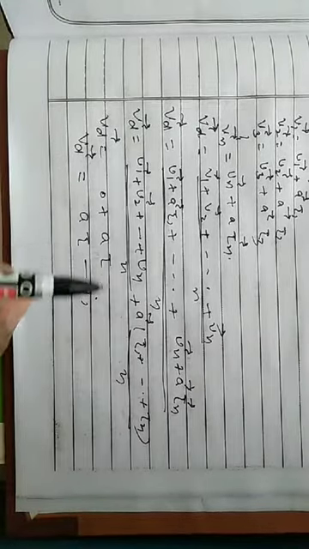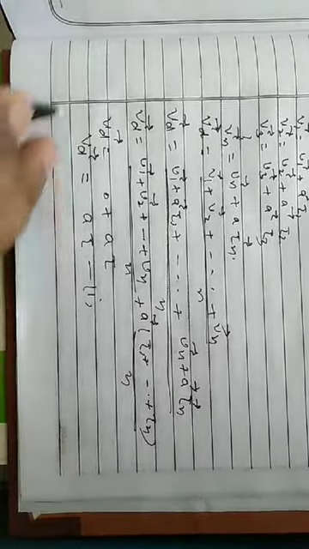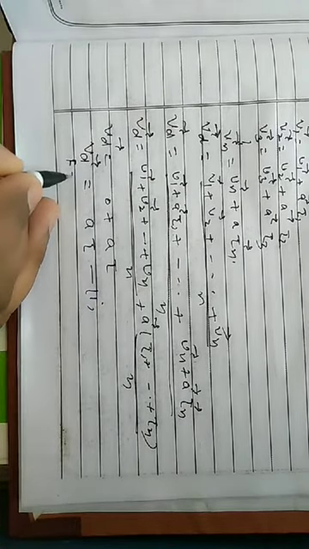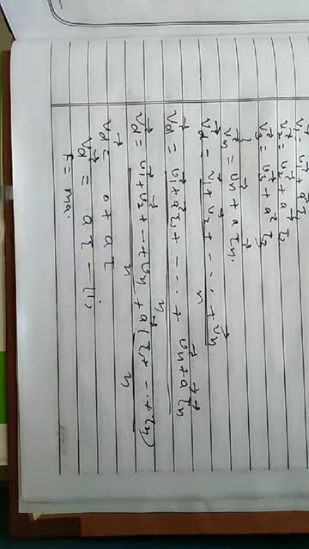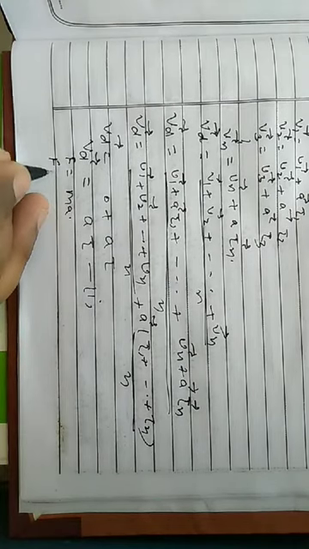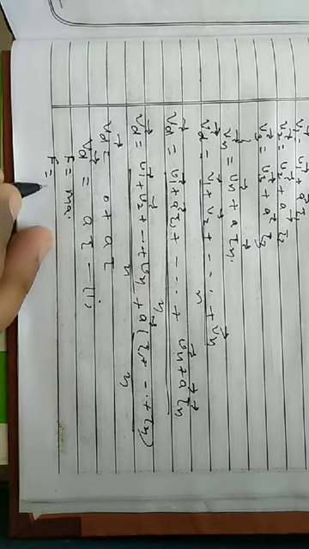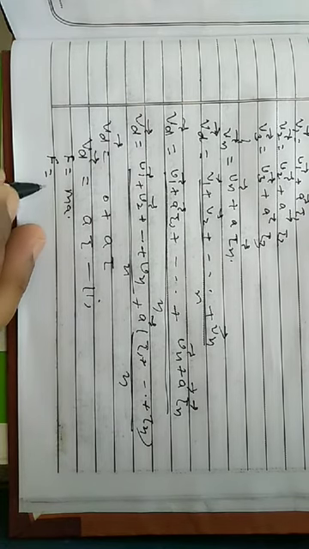Now, when the electron acquires the velocity, it has acceleration. According to Newton's second law of motion, F is equal to ma, and we know the force exerted on the free electron, F is equal to Q into E.